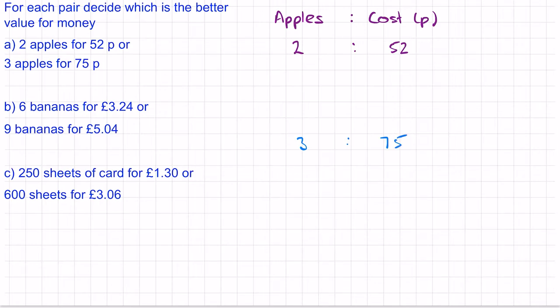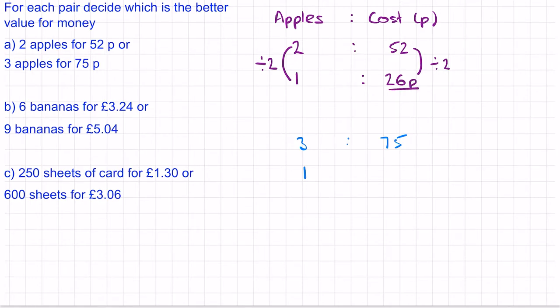3 and 75. So now to compare these two offers, I need a common number of apples. So I'm going to choose one apple for each. I've chosen one because I can easily make these two apples into one by dividing two by itself. And when I do the same to the other side of the ratio, we see that one apple is worth 52 divided by 2, 26 pence.